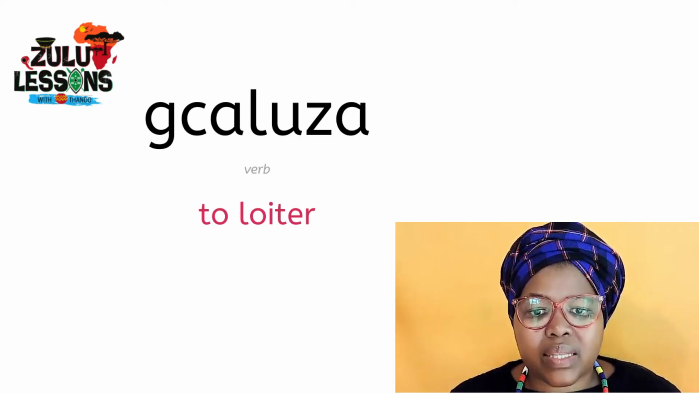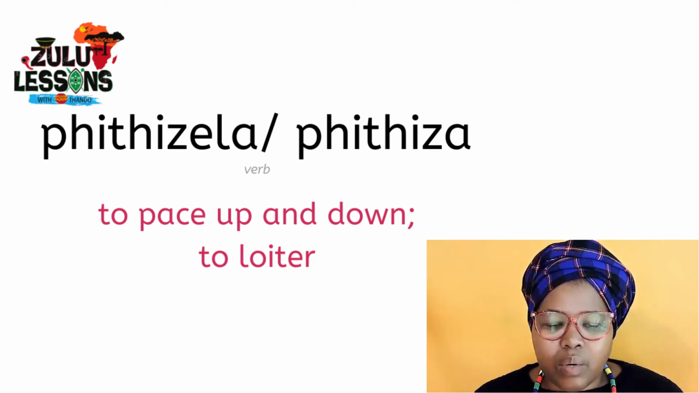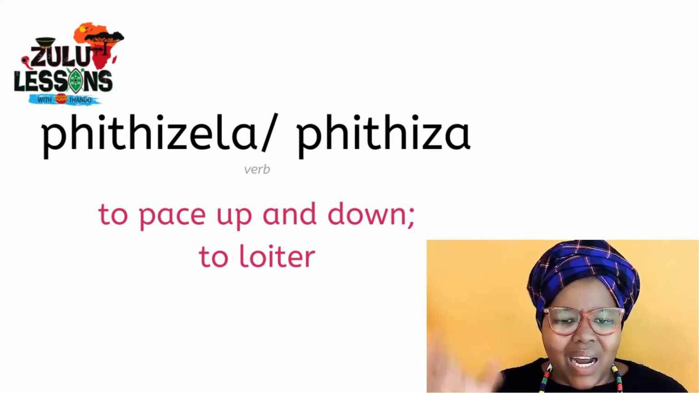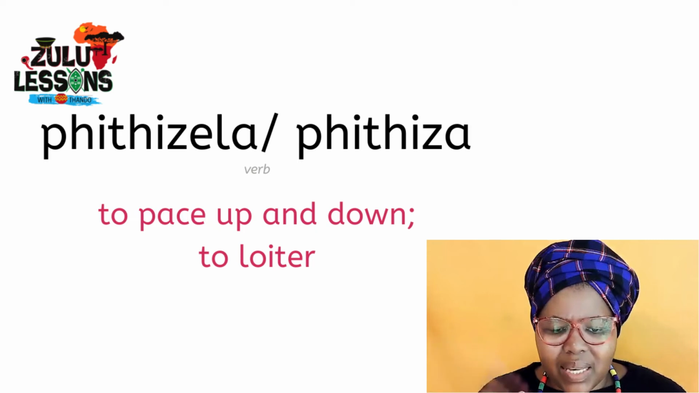Now let's talk about someone loitering, just pacing up and down, just loitering around. There are two words that we could use for this. There is the verb gcaluza, which is simply to loiter. And then there is the verb pitizela or pitiza. Pitizela being the one used the most. Pitizela means just pacing up and down, just being chaotic, causing a nuisance, up and down. Pitizela.